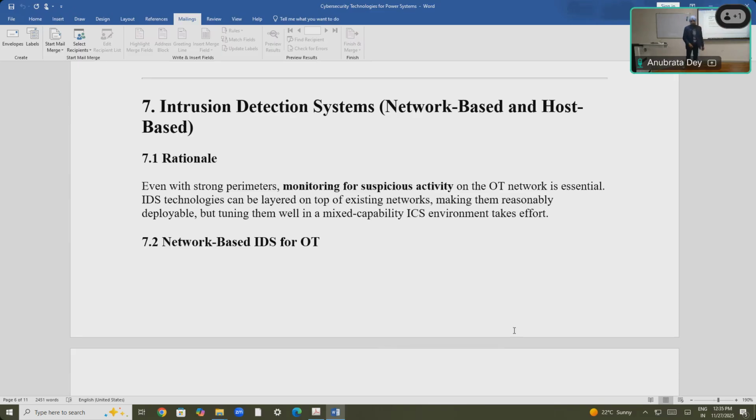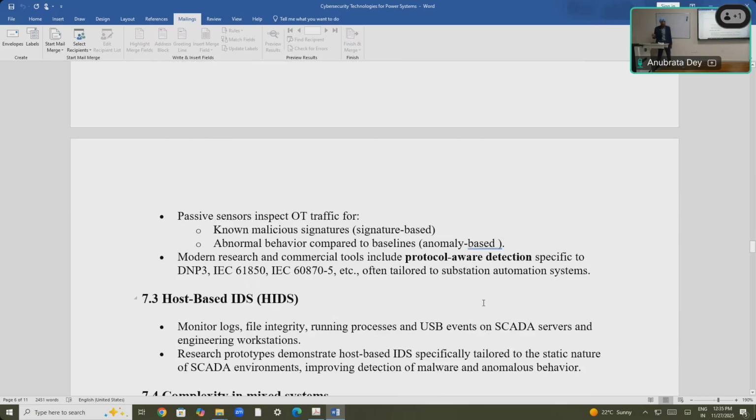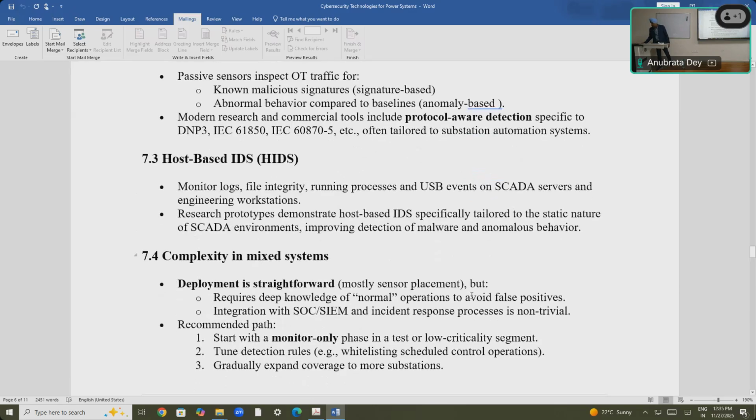So things like that. You could have network based, you could have host based. Host based, our IEDs do not have the capability to do it unless you add additional hardware. They don't have the computing power to do it. So these are again signature based, or you could have anomaly based. And then the host based is basically, if you are able to do it, then, as I said, right now they don't have. Those are again research level IDS. Commercial ones are not there yet.